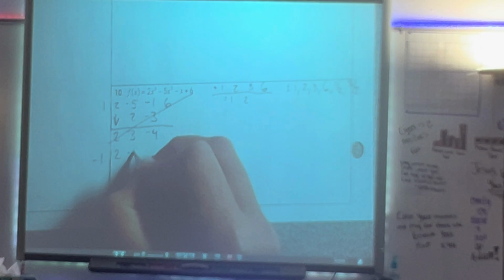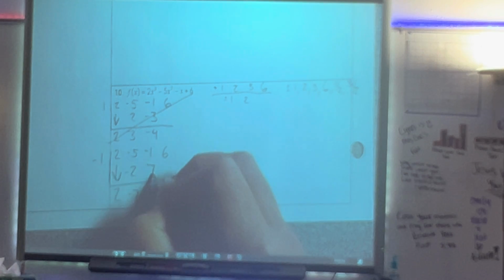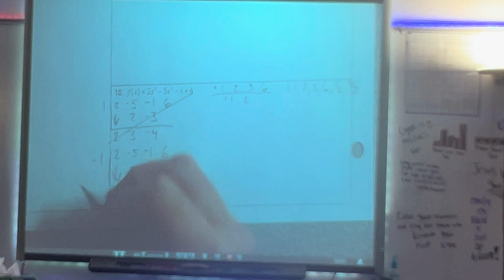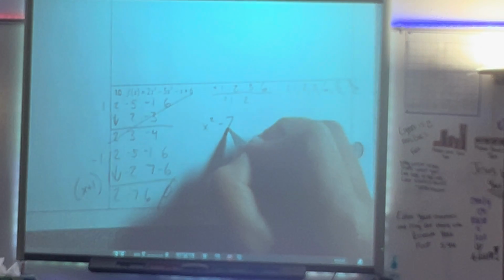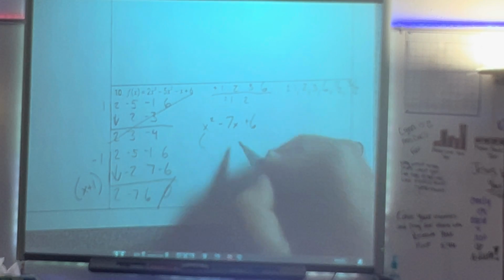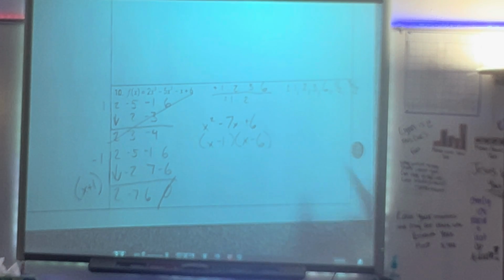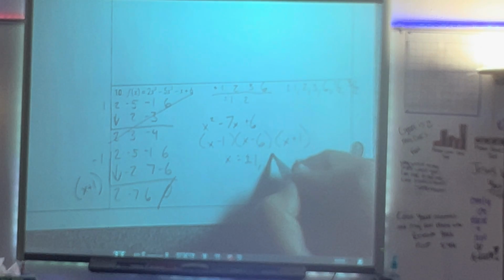2, -5, -1, and 6. 2, -2, 7, +7, +6, -6, 0. Okay, there it is. Alright, so x plus 1 worked again. So we've got x squared minus 7x plus 6. So it looks like x minus 1, x minus 6. And I'm just going to write x plus 1 behind it and write my solutions underneath. Plus or minus 1 and positive 6.